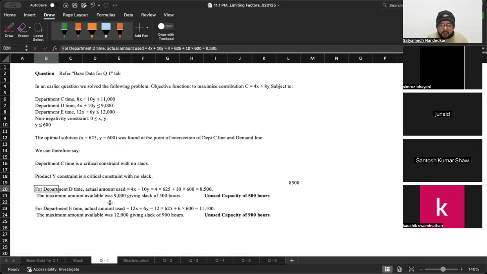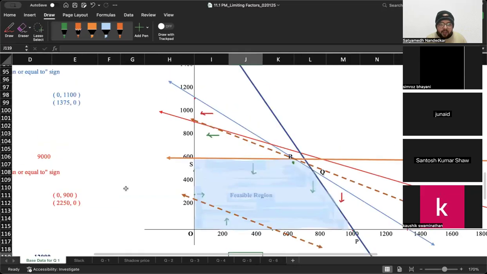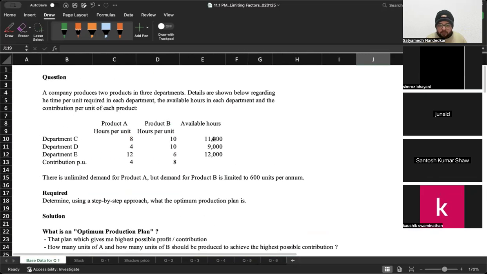For department D, actual amount of time used is 4x plus 10y, which is 4 into 625 plus 10 into 600, which is 8,500. This is the question we did on the first day of the discussion of limiting factors. कितना है टाइम? 8,500. डिपार्टमेंट डी का अवेलेबिलिटी कितना था? डिपार्टमेंट डी का अवेलेबिलिटी था 9,000. There is a slack of 500 hours.